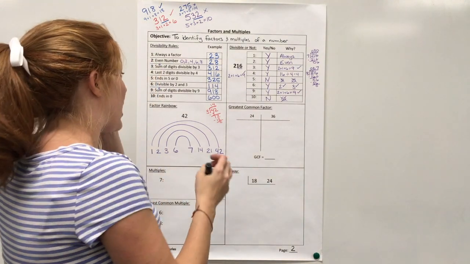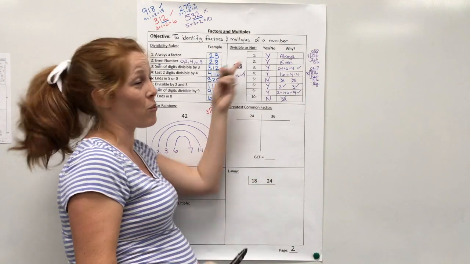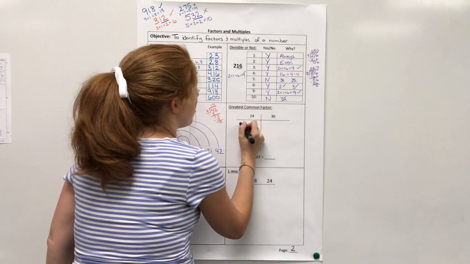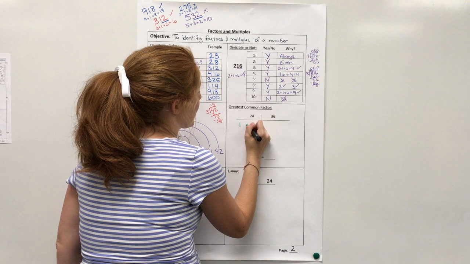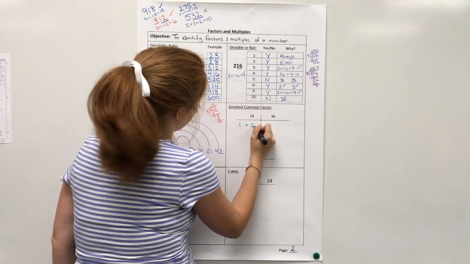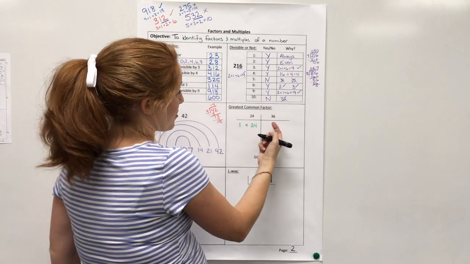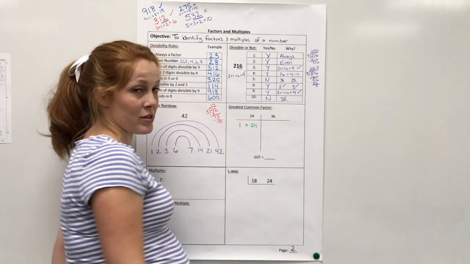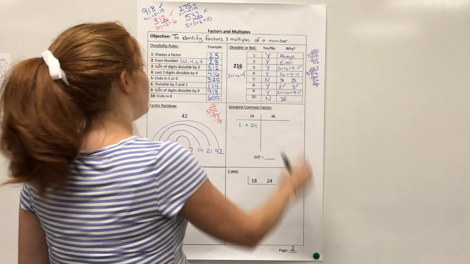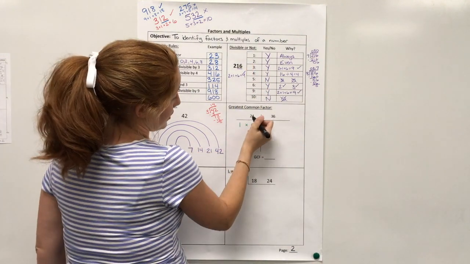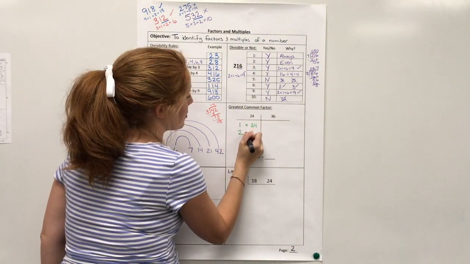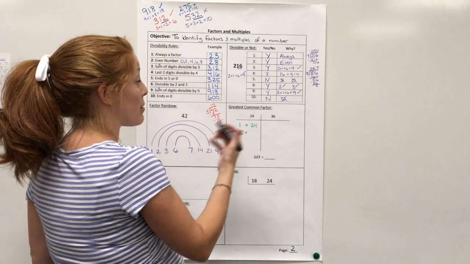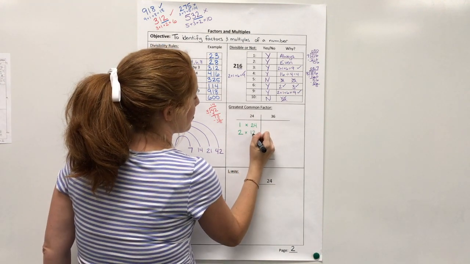All right, so again, when I look for factors, I always start with 1. I know 1's a factor. 1, and then what would I multiply to get 24? Well, 1 times 24. Likewise, I can do the same thing with 36. I'm going to go ahead and do 24 and let you try 36 on your own. So 2, well, it's even, so I know 2 is going to work. And I know 2 times 12 is 24.